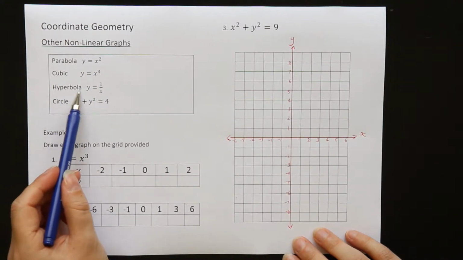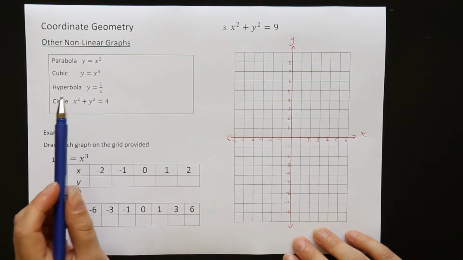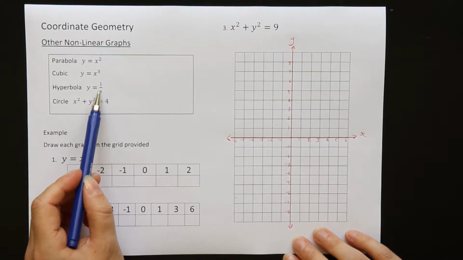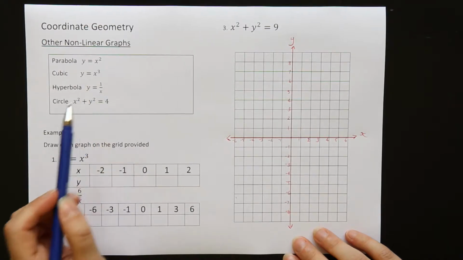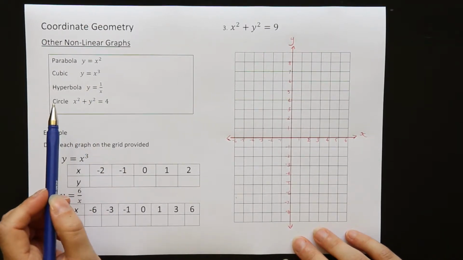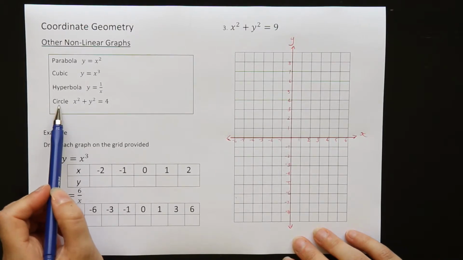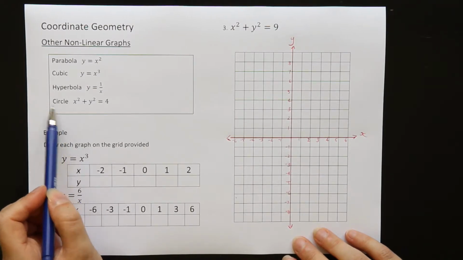A hyperbola is the name we give to a graph that has the x on the bottom of a fraction, so y equals 1 over x is the general form of a hyperbola. And the last type of graph that we're going to look at today is the circle.